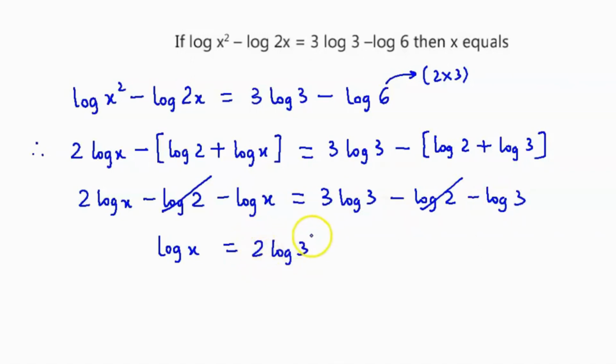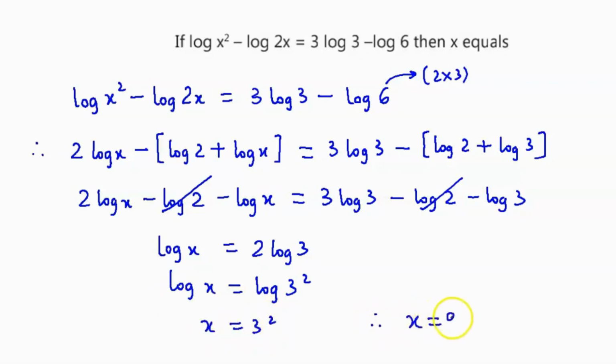Now this 2 we transfer back as the power of 3, so we have log x is equal to log of 3 square. Now on both sides log cancels out, so we have x is equal to 3 square, so therefore x is equal to 9.